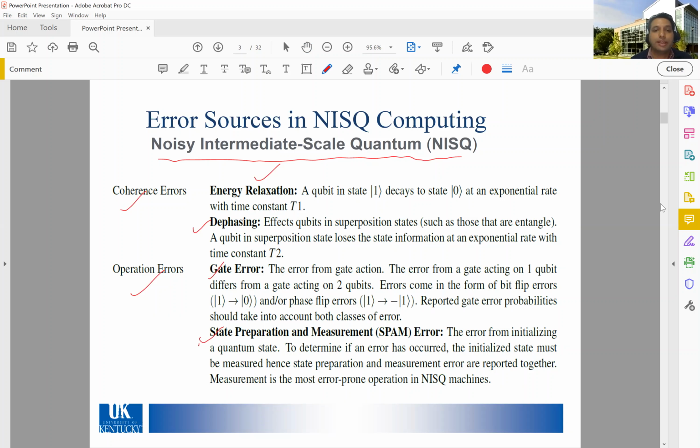So for example, the gate error occurs whenever you perform some operation on the gates. Similarly, the state preparation measurement errors occur during the preparation of a state and while you measure the final outcome, right? So if you see that measurement is one of the most error-prone operations in the NISQ machine, that is very important, and we will see why this is important actually.